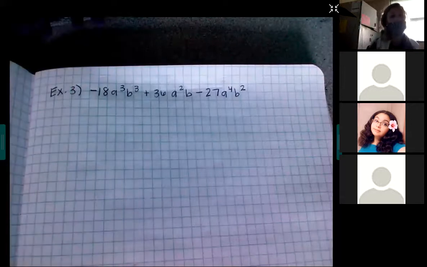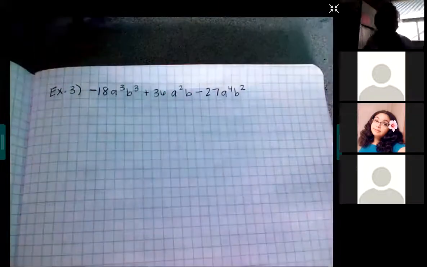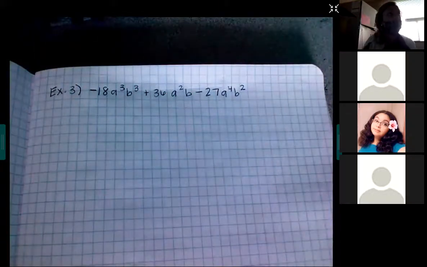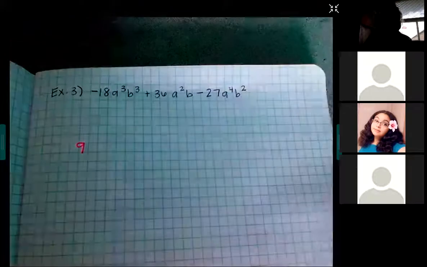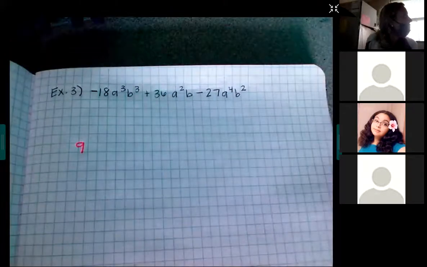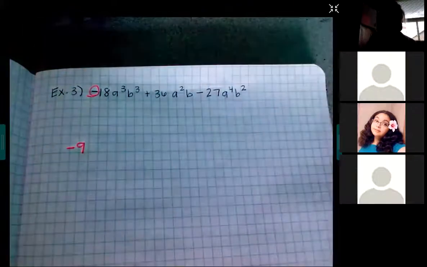All right, what's the biggest number that goes into 18, 36, and 27? Good, 9. So does everybody agree 9 is the GCF for the numbers? Good, extra credit. What'd you say? What kind of 9 should it be? Look out front. Negative. There we go. Negative 9 is the GCF for the numbers.